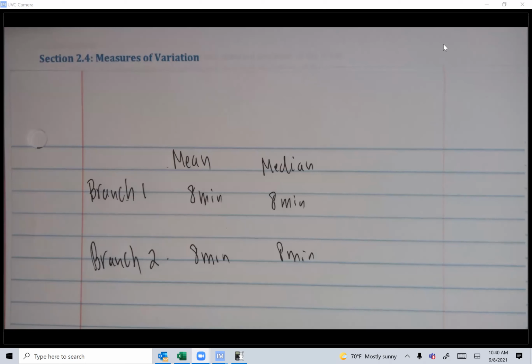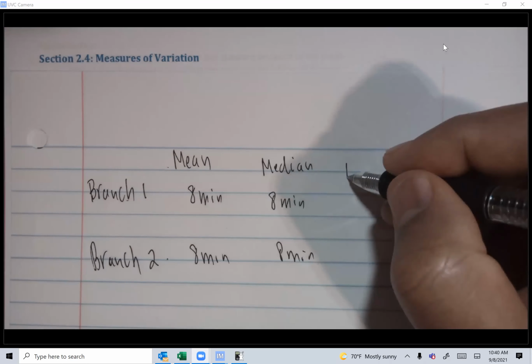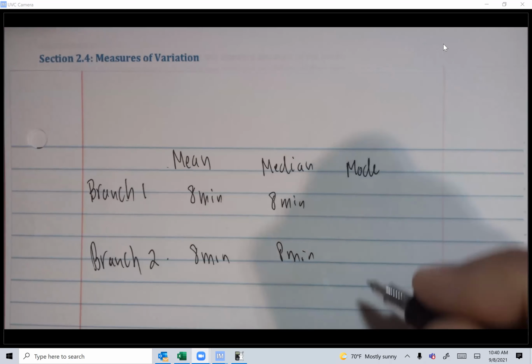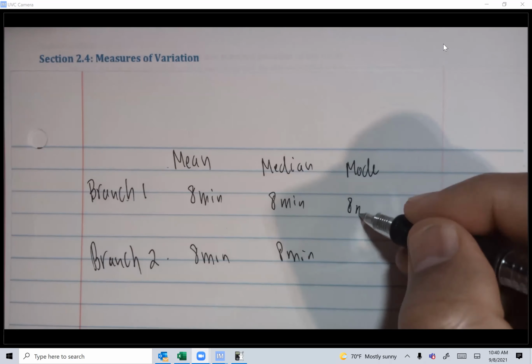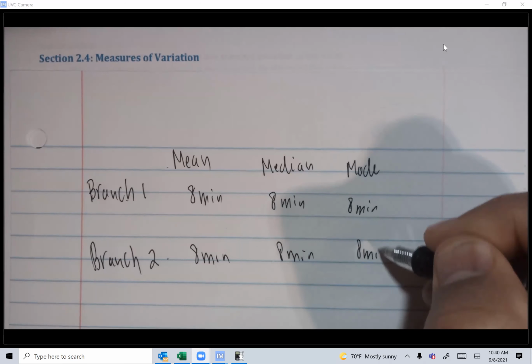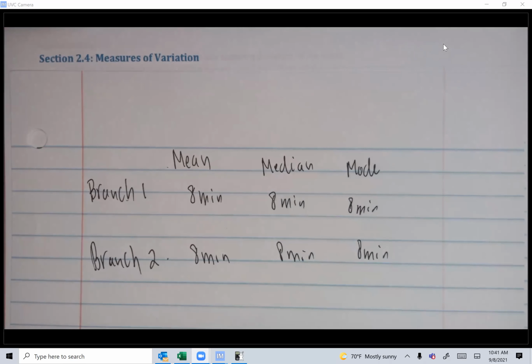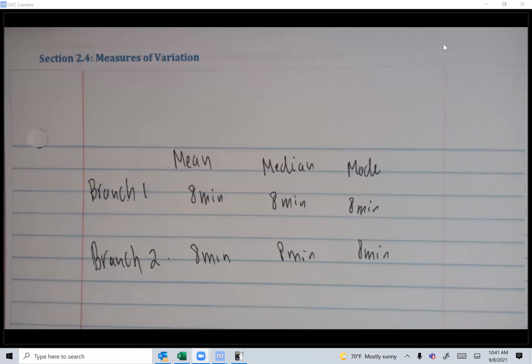Then a student will say, well, we learned about the mode. Why don't we find the mode? Although the mode is not a very effective tool, we'll do it. And then it turns out to be 8 and 8 minutes. And I still ask you to make a decision. Which branch should you go to, branch 1 or branch 2? Well, based on what you learned in section 2.3, guys, about the averages, the mean, median, mode, you cannot make a decision because you get the same results in both branches.